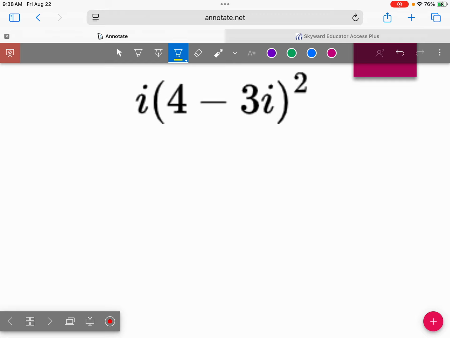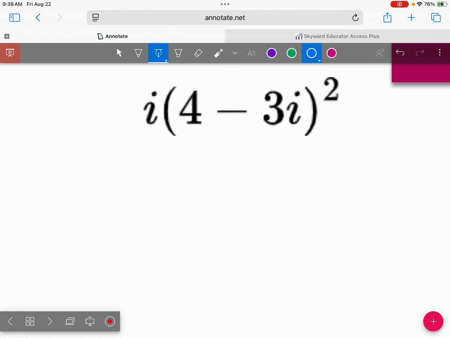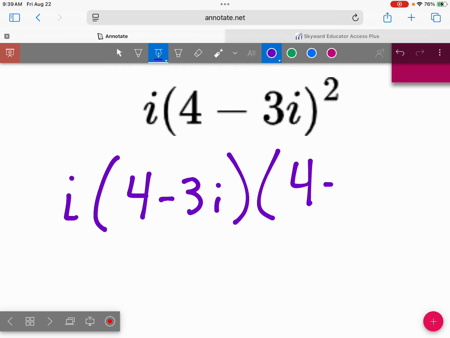On this one, we have lots of options on the order we can go through. I do recommend dealing with the exponent first, and whether you do that by squaring it individually, or if you take this and write it out as i times our 4 minus 3i times 4 minus 3i. Remember, this is not 16 minus 9i squared. I highly recommend writing it out like this just because it is easier to keep track of it.